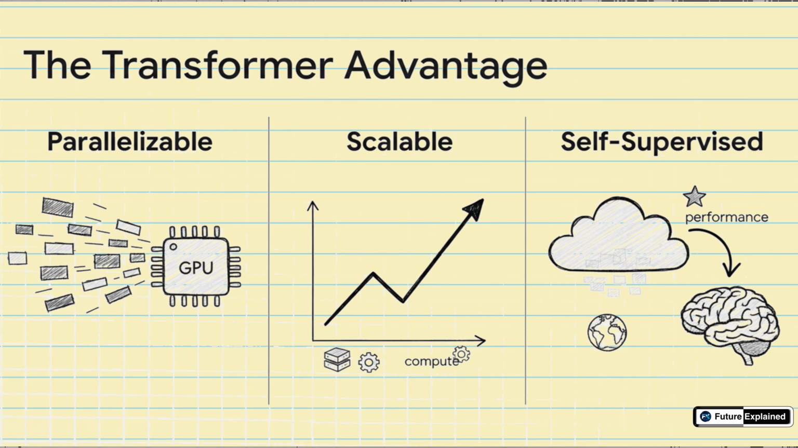And third, and maybe most importantly, they're self-supervised. This means you can just dump the entire internet on them and they learn all by themselves. You don't need an army of humans to label data, which is a massive, massive bottleneck.